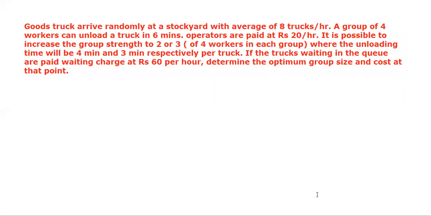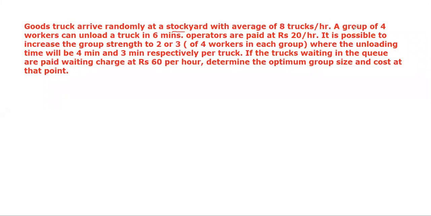What it says is that there is a goods truck. Okay, कोई एक ट्रक है, उसमें सामान आ रहा है. The trucks arrive randomly at a stockyard. Okay, कहीं पे stockyard में they arrive randomly with an average of 8 trucks per hour.